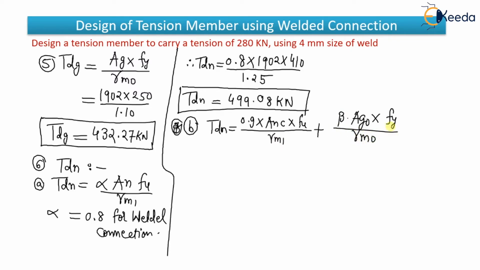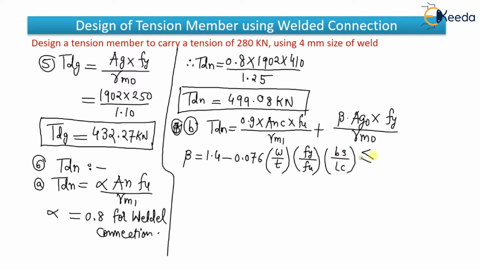Now the question arises whether we know all these values or not. So let's find out the values. First I'll find out the value of beta. The formula is given in the IS code: 1.4 minus 0.076 into w by t into Fy by Fu into bs by Lc. It should be less than or equal to Fu into gamma m0 whole divided by Fy into gamma m1, and it should be greater than or equal to 0.7.